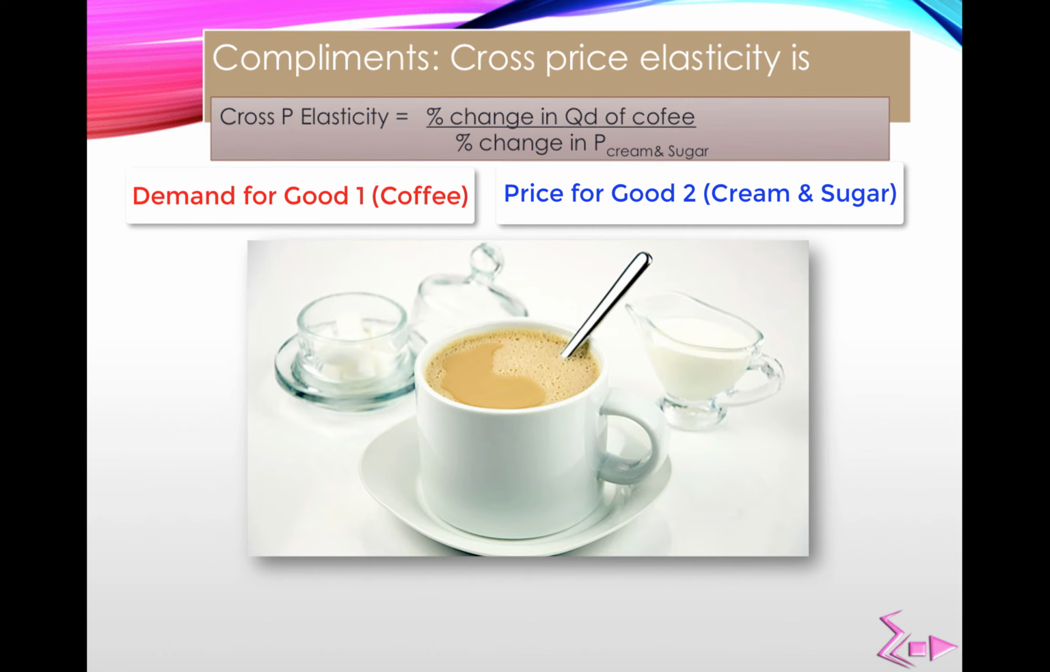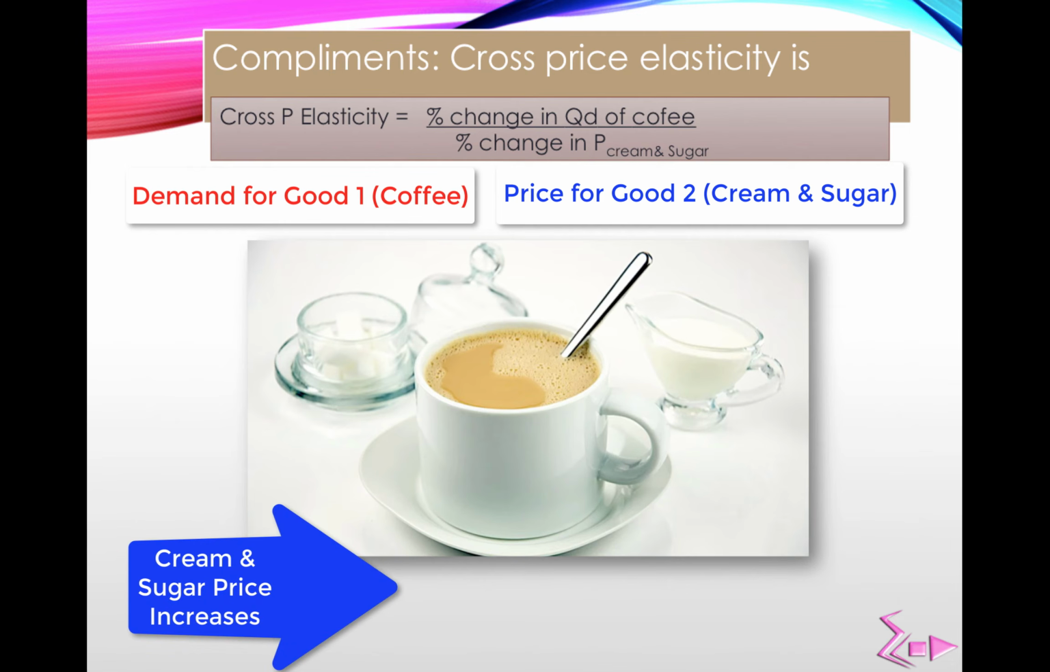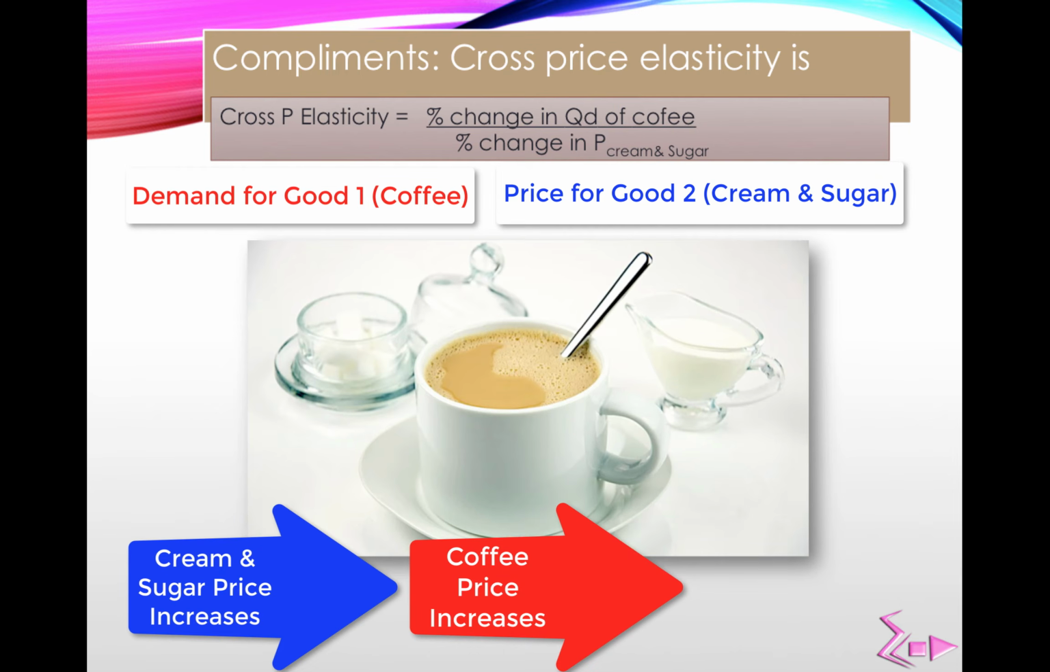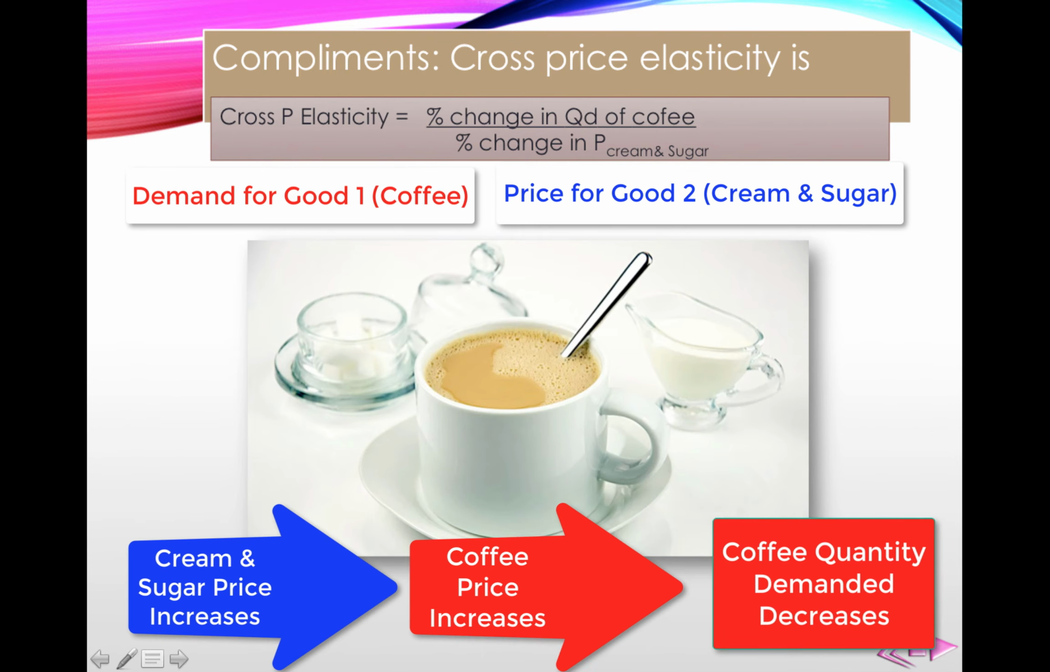So if the price of cream or sugar increases, then it becomes more expensive for us to consume coffee, right? Because we want to have coffee with cream and sugar. So when the price of cream and sugar increases, what happens to the demand for coffee? Well, the effective price of coffee is increasing because we can't have it on its own. The demand for coffee is decreasing. So when the denominator increases, the numerator is decreasing. So cross-price elasticity for complements would be negative.